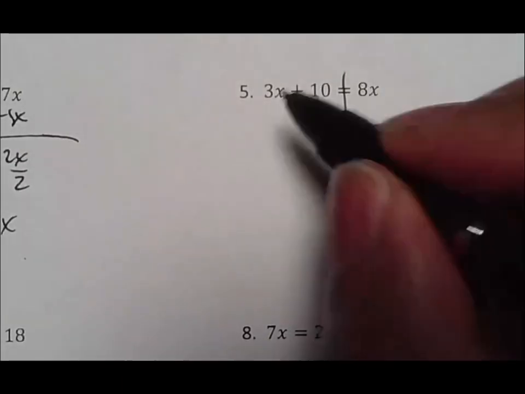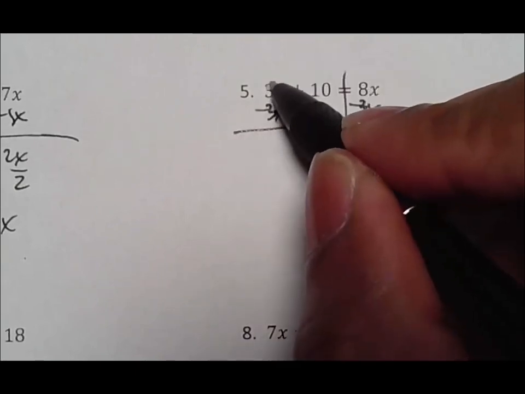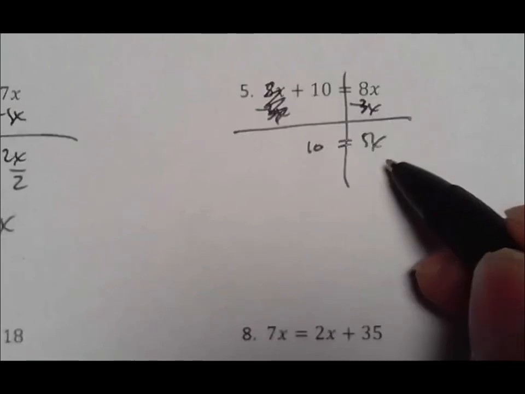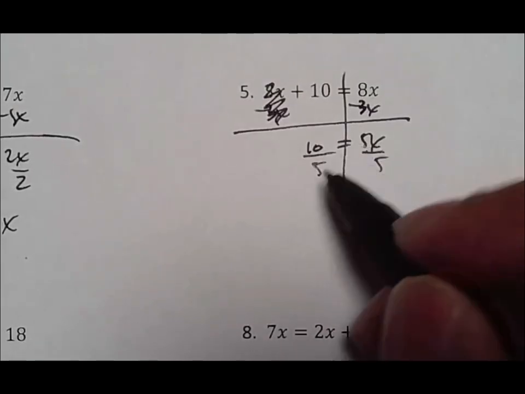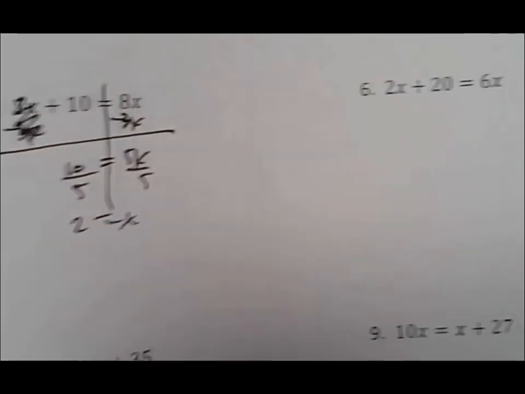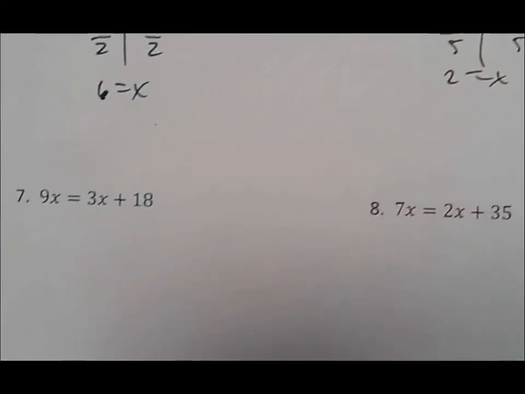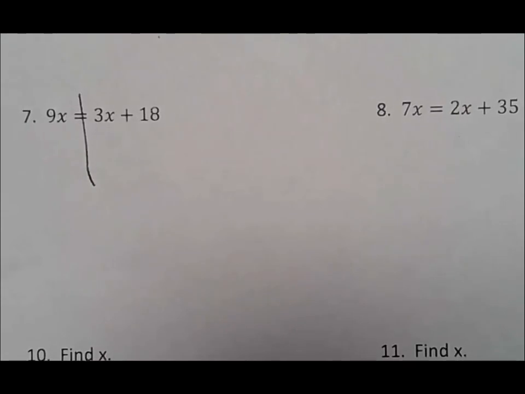Here, again, 3x, 8x, subtract 3x, subtract 3x. This absolutely goes away. 10 comes down with 5x. That's 5 times x, which means now you divide by 5, and end up with 2 equals x. So go ahead and take a second to do number 6 on your own. I'll check that when you finish the paper. Pause the video before you move on to number 7. Again, make sure you finish number 6 before you do number 7. But that's about it.